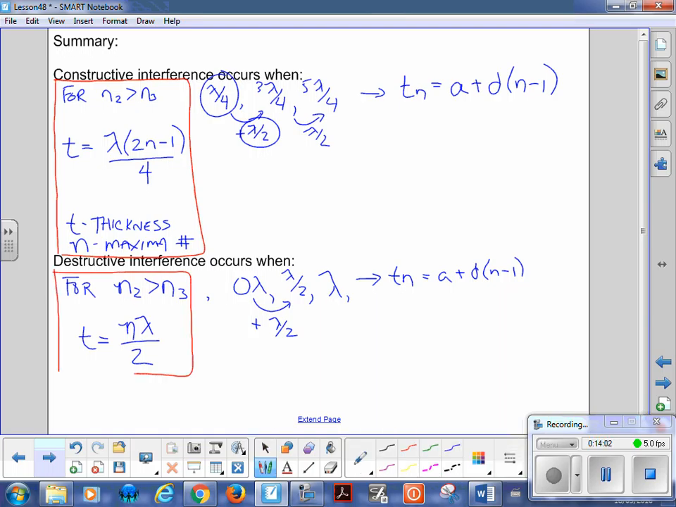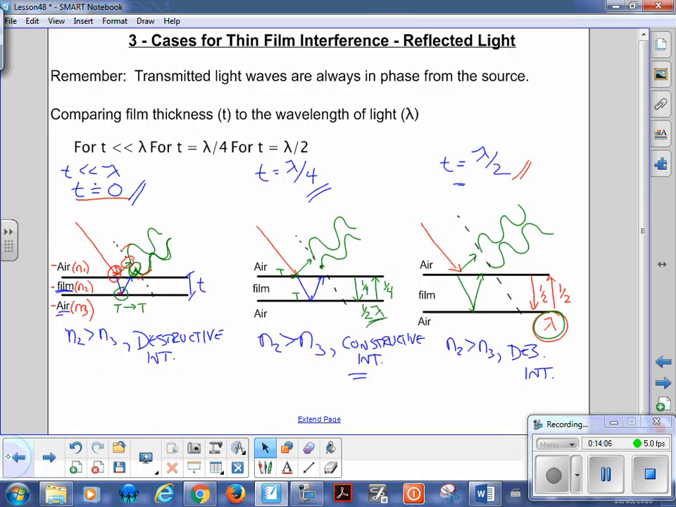Okay? Now, the trick to this is that it is not always going to be the case of film going to air. So I'm over here right now. So what happens when the N3 is actually the greater value? So what happens when N3 is greater than N2? All right, so I'm going to address that and finish this up in the next video.